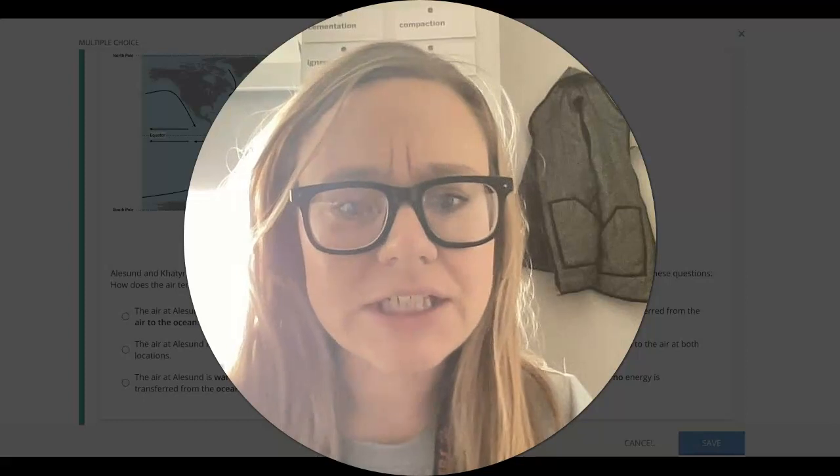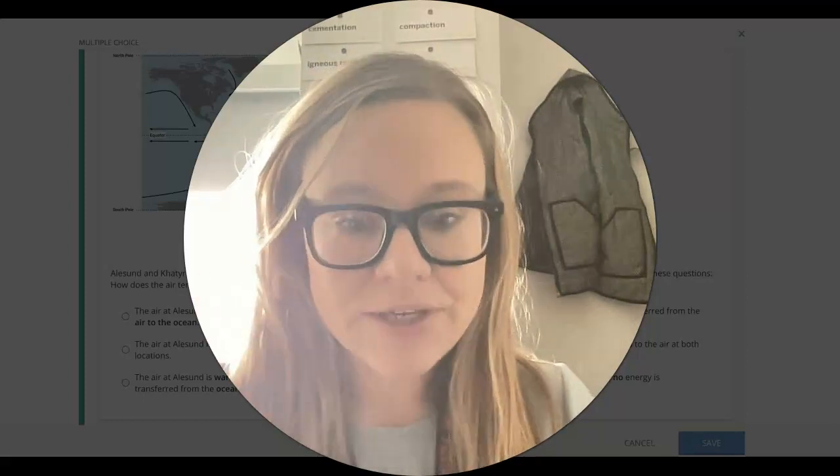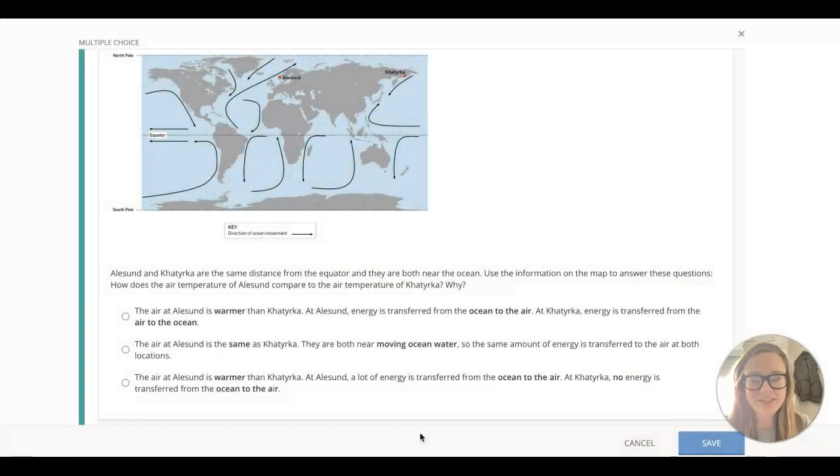So we are really just going to take a look here at some of these questions that had these maps and try to decipher what we're looking at. So in this first question, it says, Alsand and Katra are the same distance from the equator, and they are both near the ocean. Use the information on the map to answer these questions. How does the air temperature of Aslan compare to the air temperature of Katra, and why? So let's go ahead and start taking a look.